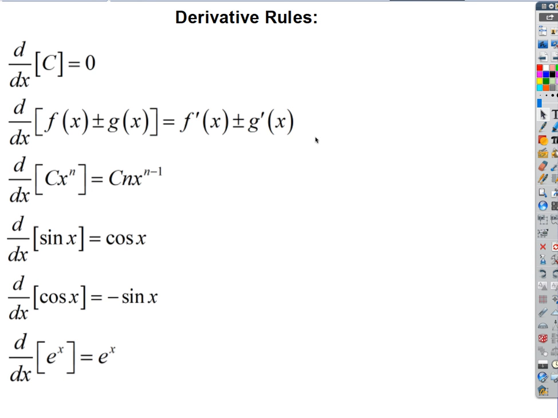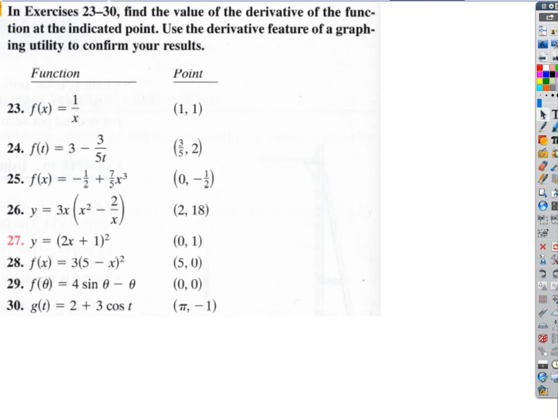Okay, so here's all the rules we talked about, right? We've added quite a few tools to our toolkit here for doing derivatives. Makes life a lot easier. What we kind of left off with yesterday was finding some tangent lines. So let's sort of build up to that.